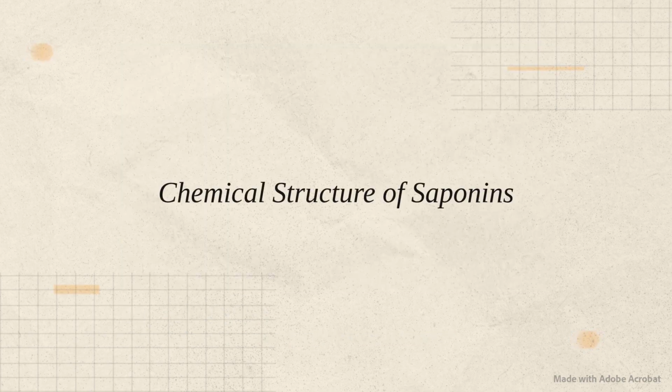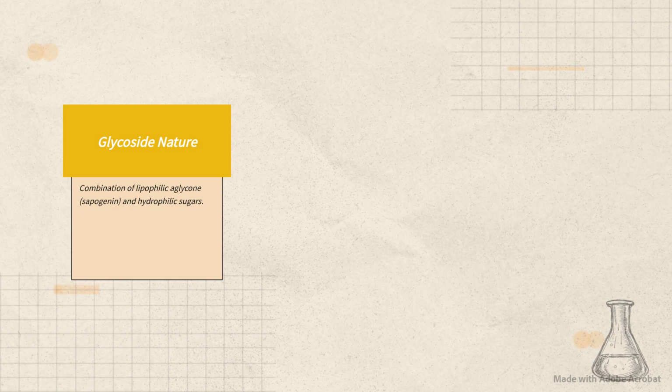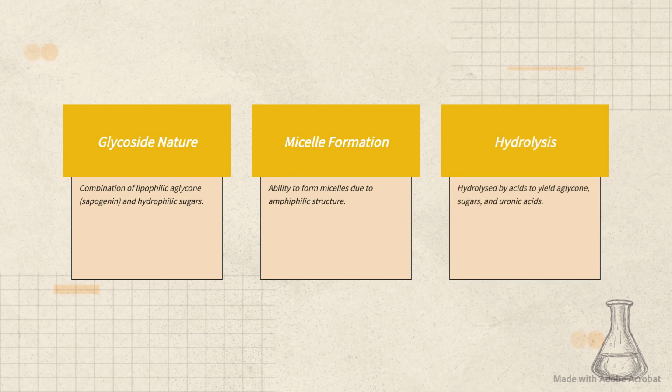The chemistry of saponins is unique, combining fat-loving and water-loving parts to create their soap-like effects. Glycoside nature means saponins are a combination of lipophilic aglycone, called sapogenin, and hydrophilic sugars. Micelle formation is possible because saponins have both water-soluble and fat-soluble components, allowing them to form micelles. Hydrolysis describes how saponins can be broken down by acids to yield aglycone, sugars, and uronic acids.